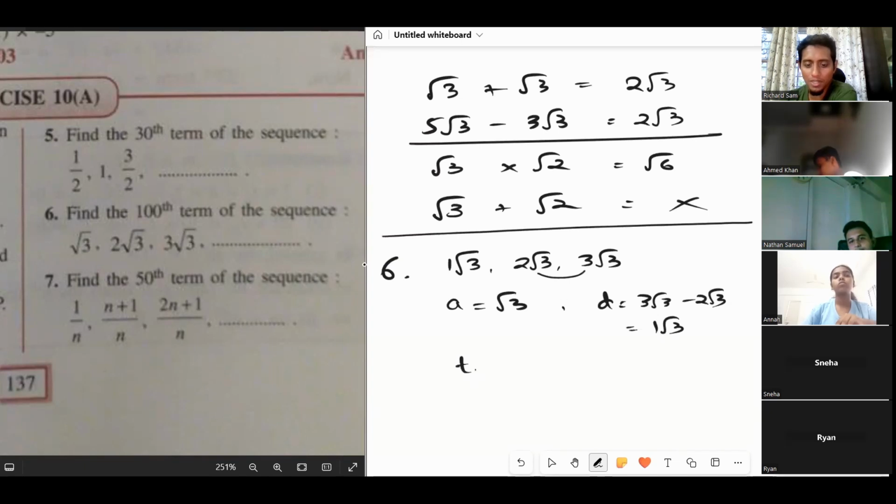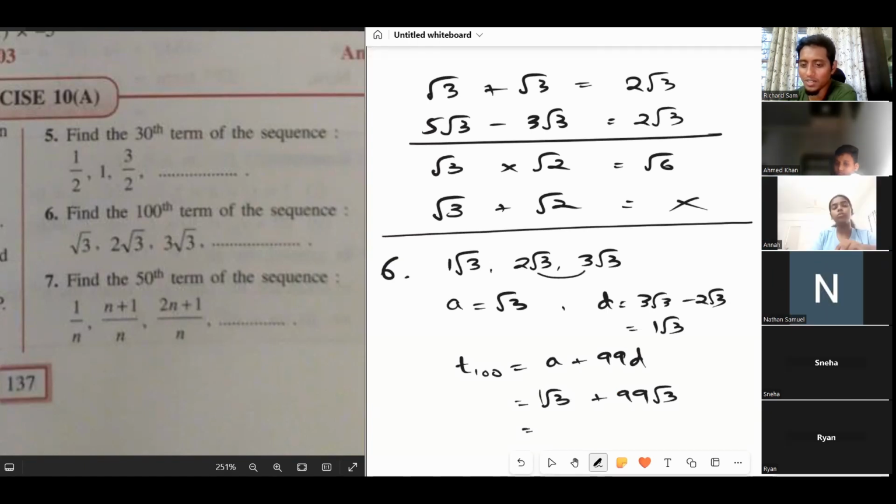Anyway, if you're using the formula, T100 will be A plus 99D. That is root 3 plus 99 into D. What is D? Root 3. So that's 1 root 3 plus 99 root 3, which is 100 root 3.